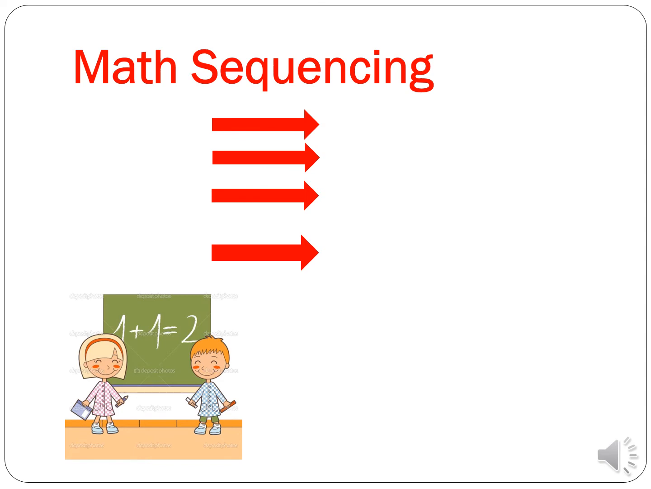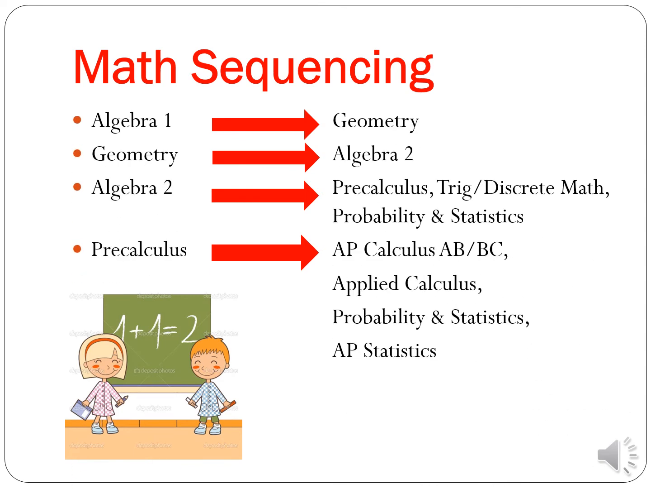Now let's discuss math sequencing. The following chart displays what the normal sequencing is for math. Algebra 1 leads into geometry. Geometry leads into Algebra 2. Algebra 2 leads into a variety of courses, which could be pre-calculus, could be trig or discrete math, or probability and statistics.